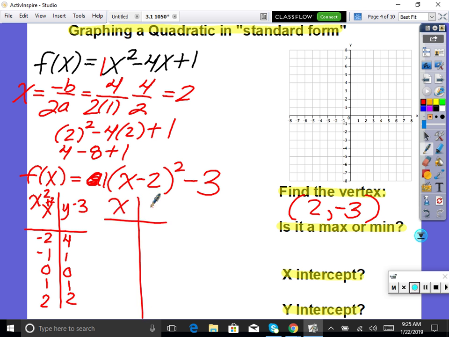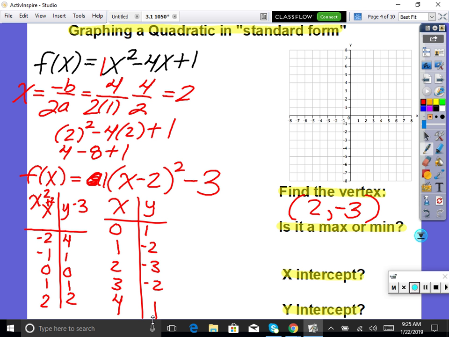Here's your official xy point you would graph. Negative 2 plus 2 is 0. Negative 1 plus 2 is 1. 0 plus 2 is 2. 1 plus 2 is 3. 2 plus 2 is 4. 4 minus 3 is 1, right? 1 minus 3 is negative 2. 0 minus 3 is negative 3. Oh, where am I lost here? Oh, no, we're good. Negative 2, 1.